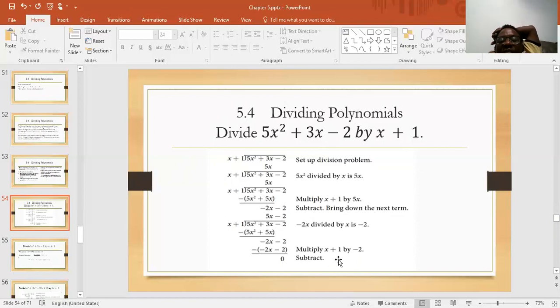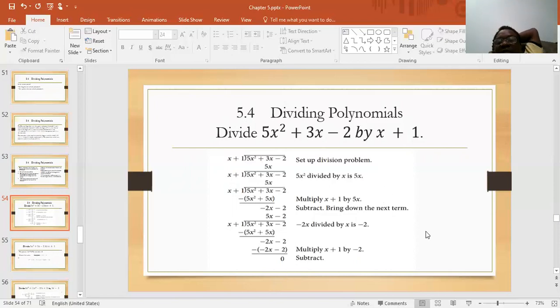Now we will do the same thing. We want to divide the minus 2x here by x. It will give us minus 2. That is the minus 2 that we have here. We will now multiply this minus 2 by x plus 1 to get minus 2x minus 2. Subtracting, we have 0.